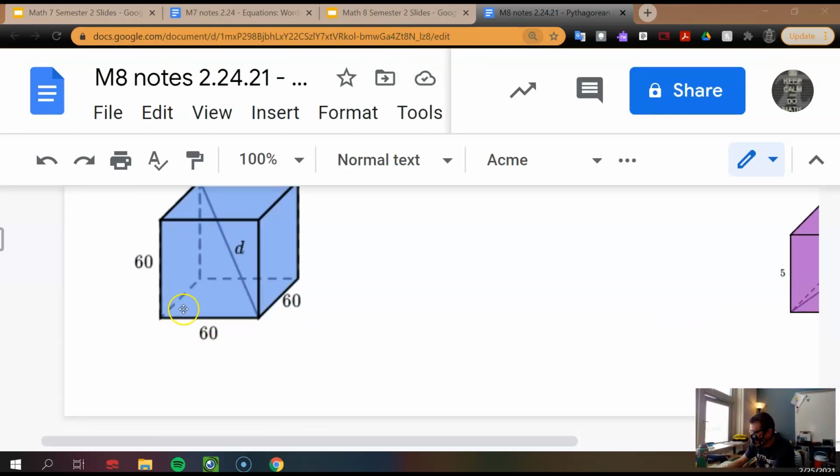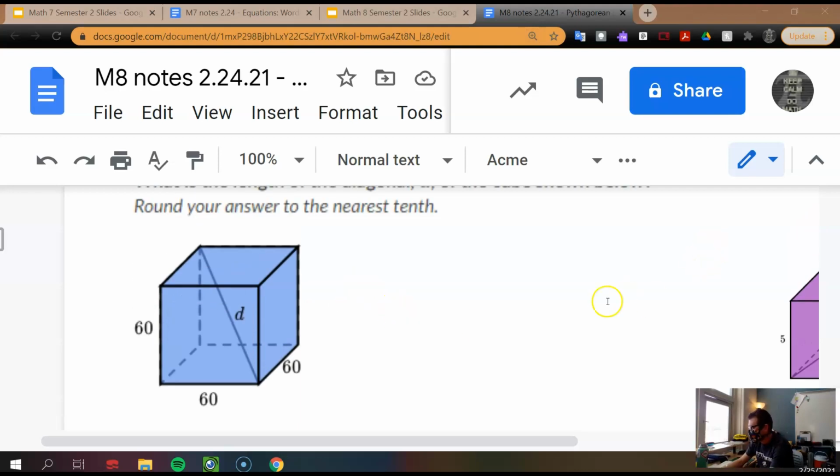What's the bottom of this? 60 squared in the first place is 3,600. So what is the bottom? What's the bottom of this shape? No. What is the bottom? A square. What do we know about squares?